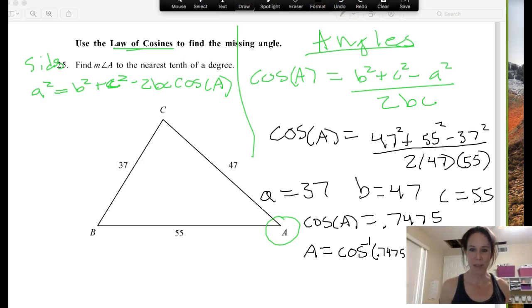Some calculators have that. All right, so calculator. Use the cosine inverse button on your calculator. You get 0.7475, and you're going to get approximately 41.6 degrees. And there you have it.